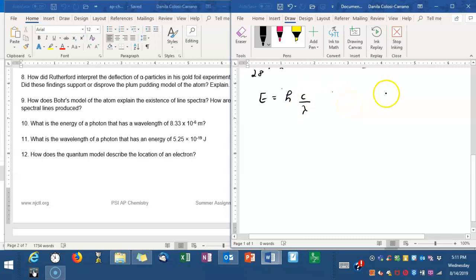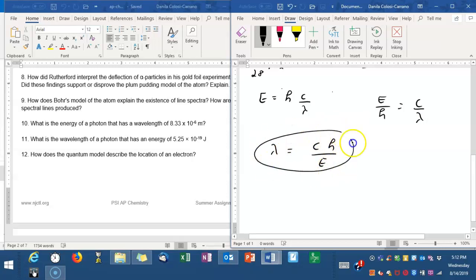What is the wavelength of a photon that has energy? Well, if you have this, then you can do E over h is going to be c over lambda, but lambda at this point is going to be ch over E. So this is the final equation. You put your numbers in there and you solve.